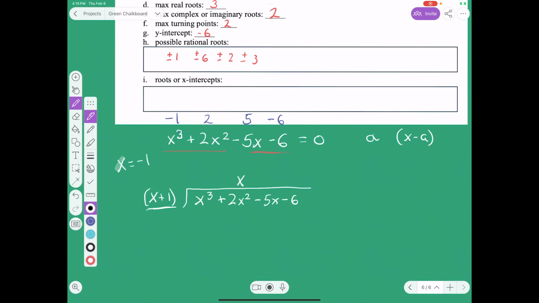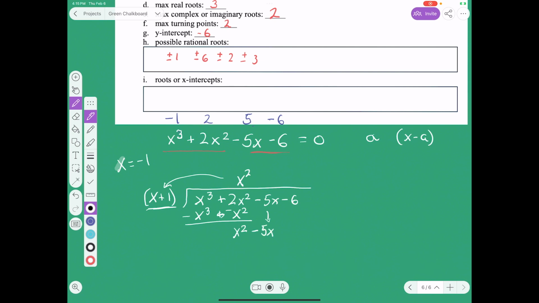Okay, I'm going to start with my x squared. And the reason I put an x squared there is because if I multiply my x squared term times x, that gives me an x cubed. And then I multiply the 1 by the x squared, and that gives me plus x squared. Okay, now I'm going to change the signs and add rather than subtract. So 2x squared minus x squared gives me an x squared. And I'm going to bring down my 5x.